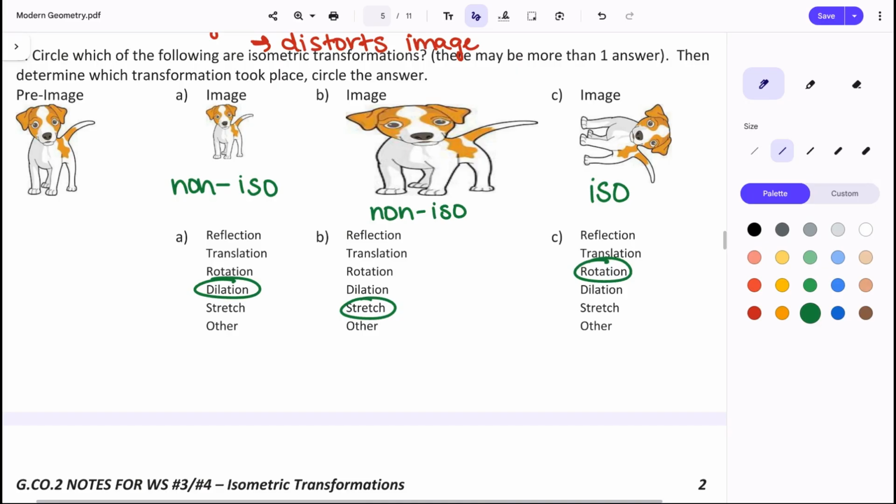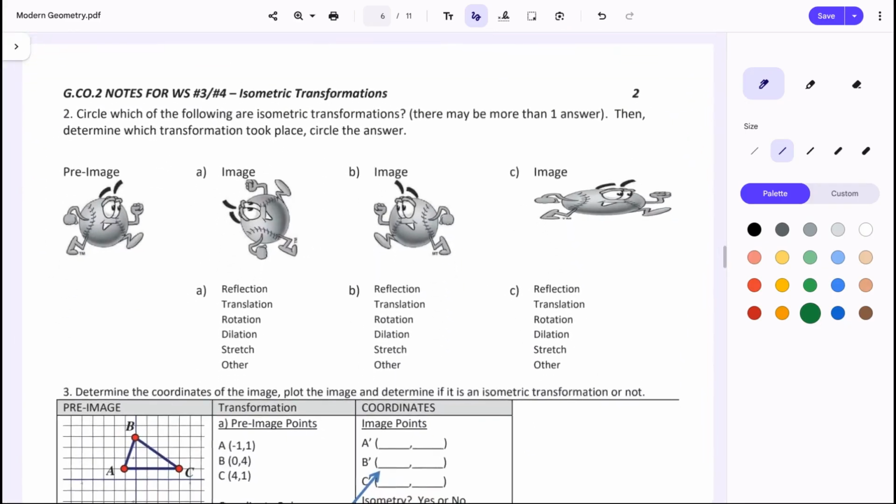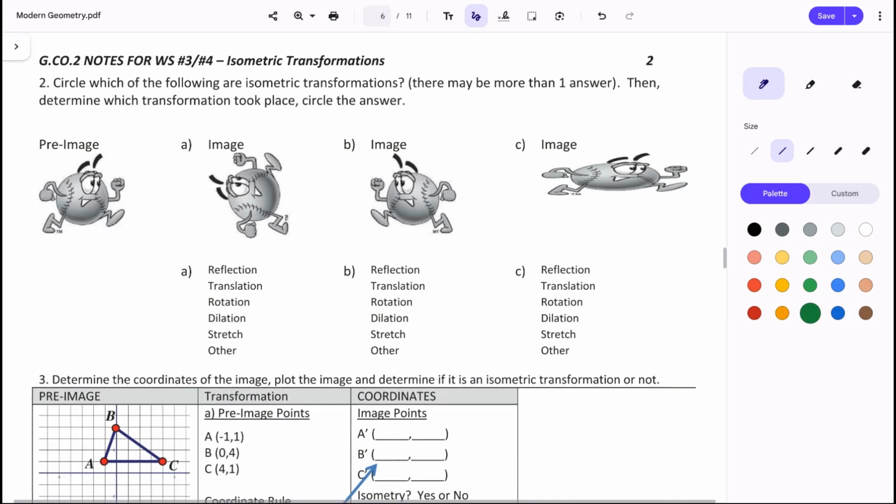Good. Okay, so why don't you guys turn your page over? There's an example just like this with this little baseball guy. I want you guys to do that one on your own here. I'll give you a couple minutes to fill that out.